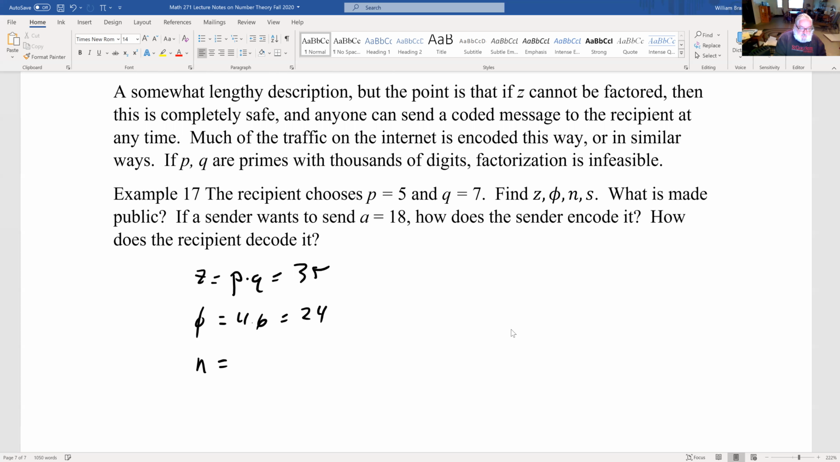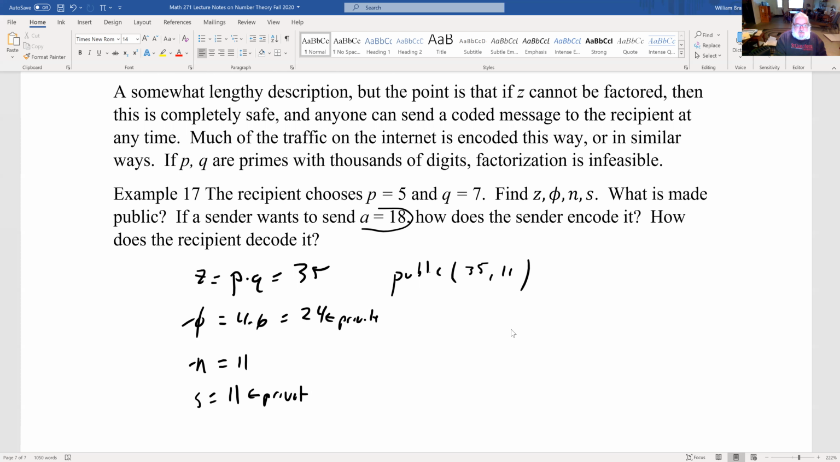I'll take n to be 11. It's a nice prime number, and it's relatively prime to 24. So I make public my key, which is 35 and 11. And then I calculate the inverse of n mod phi, and that turns out to be 11 as well, if you do a little bit of work. So this is private, and this is private. The other two numbers are made public.